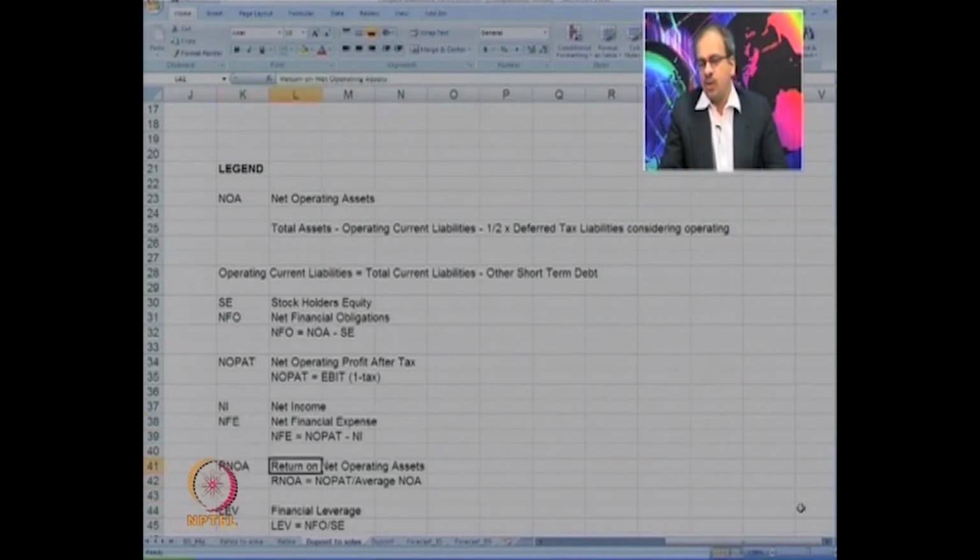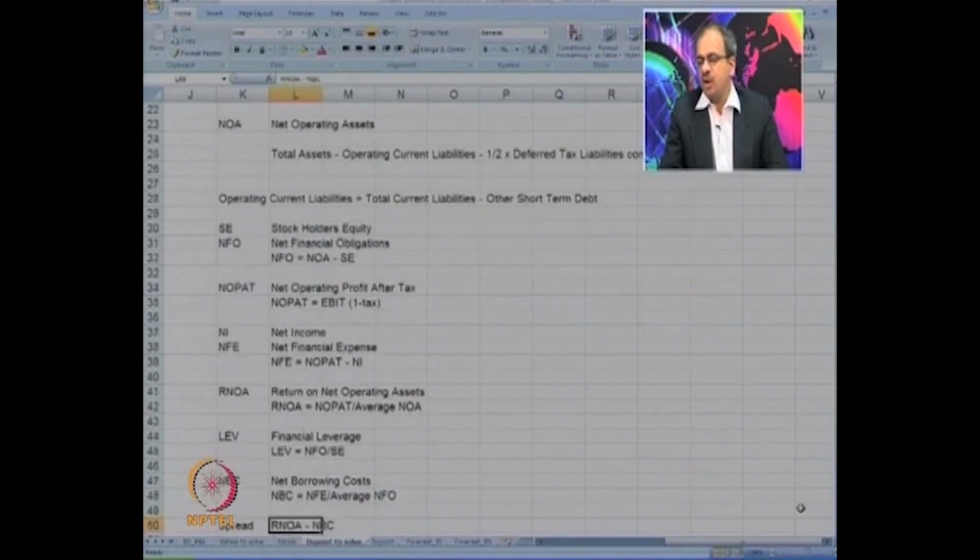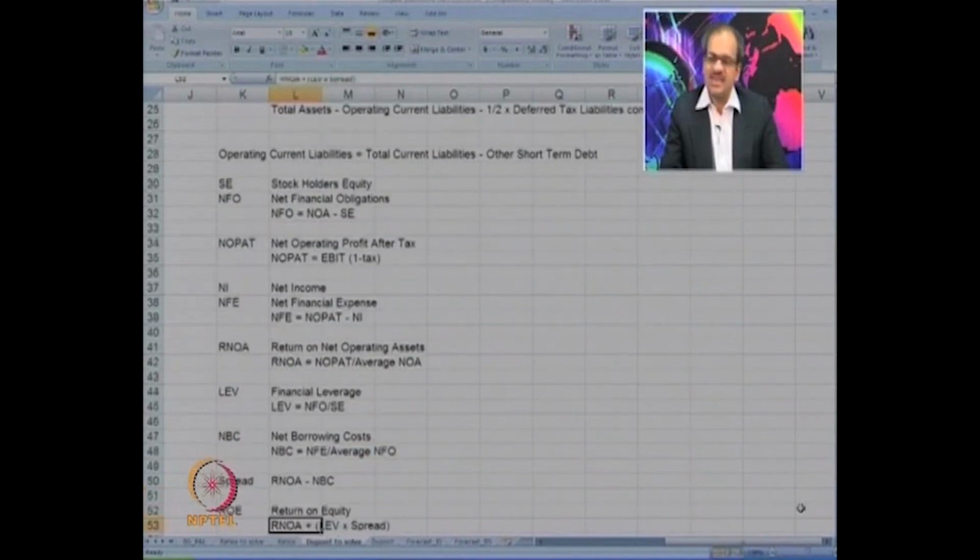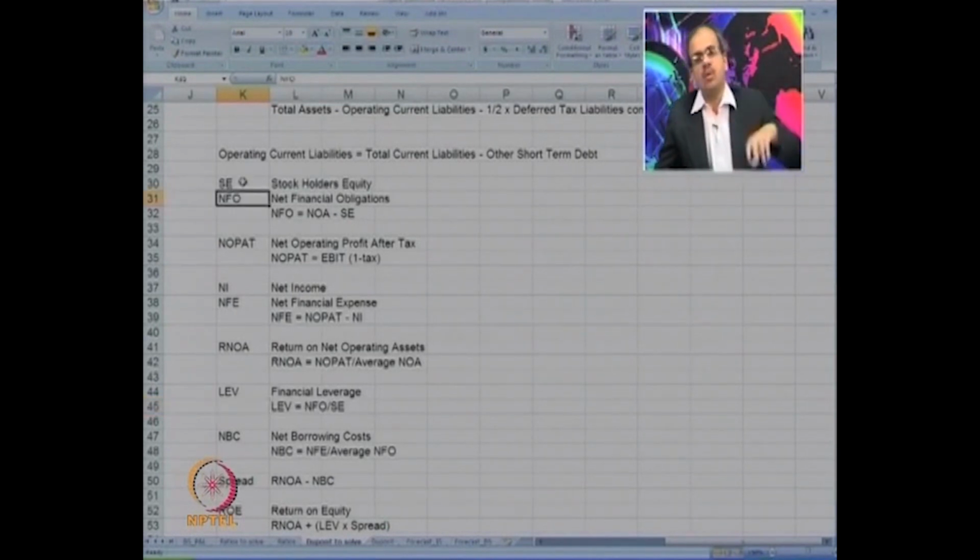Then we have RNOA, which is return on net operating assets, wherein we try to calculate NOPAT divided by average NOA. Then one more important term is LEV, which indicates the leverage, which is NFO upon SE. We have just now seen what is NFO. NFO is net financial obligation. That means these are the outsiders' liabilities versus SE.